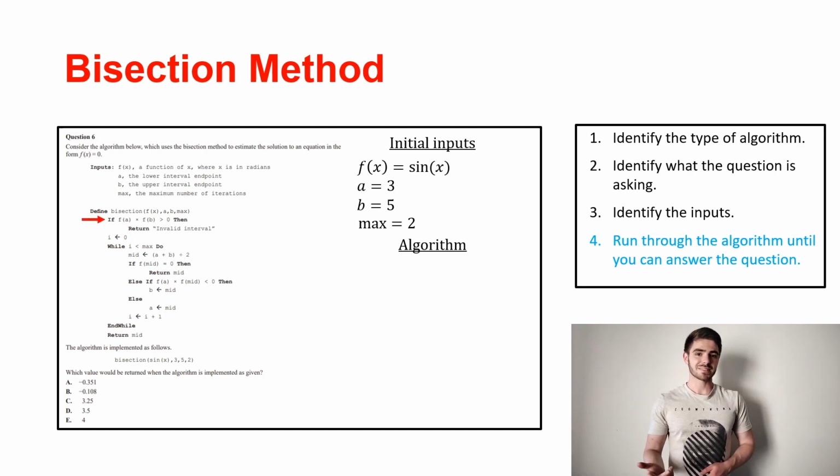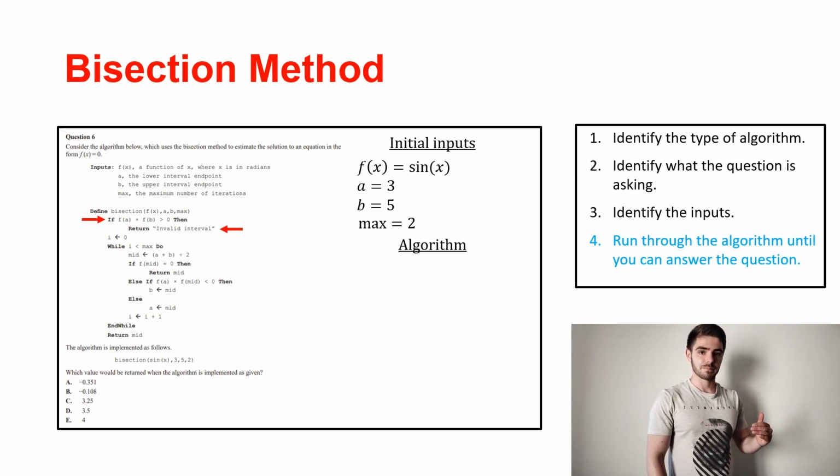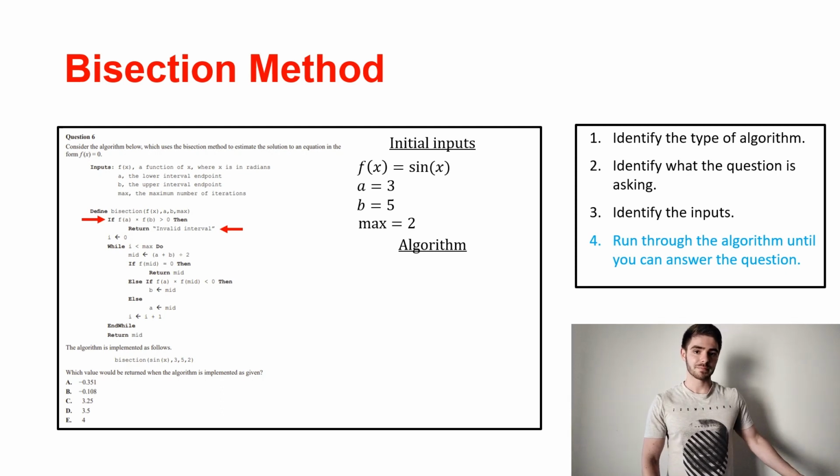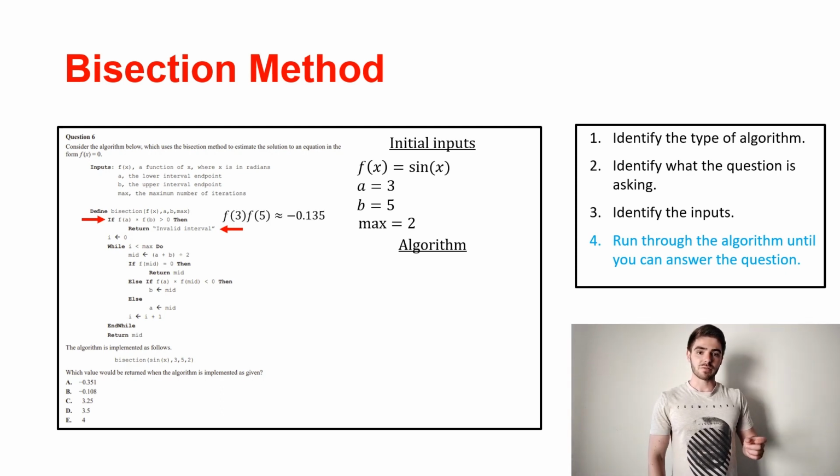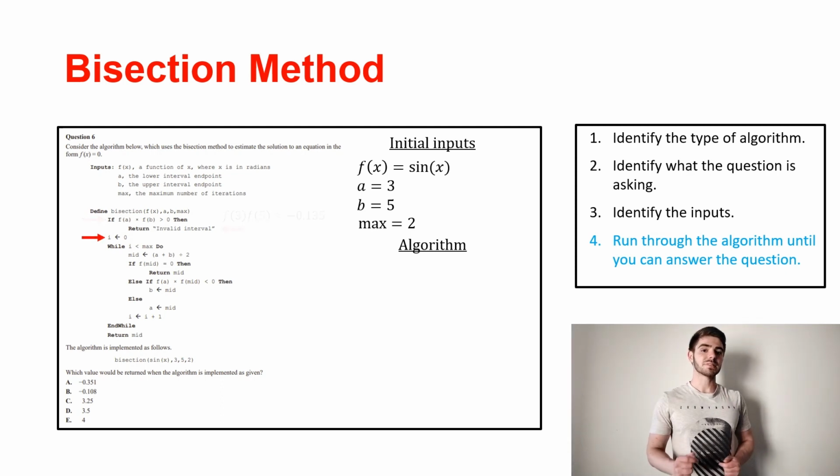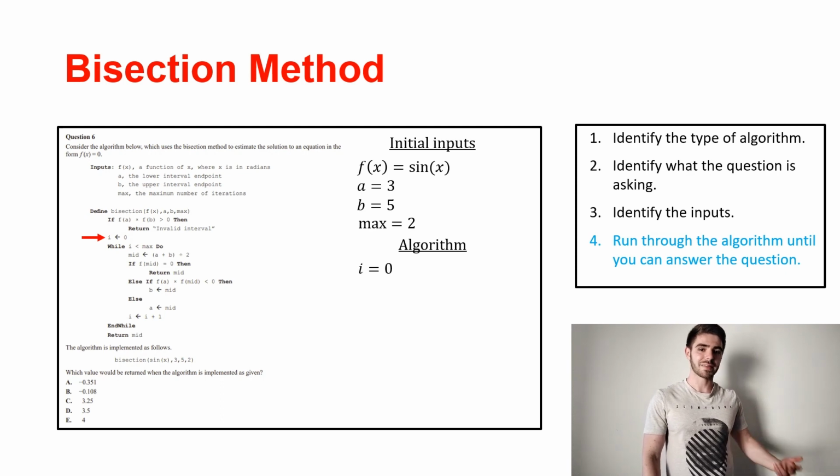So the first line is an if statement. If f of a times f of b is greater than 0, then we're going to run the indented part of the code. Otherwise, we'll skip over that part. In this case, f of a times f of b is less than 0, so we're going to skip that statement. The next statement tells us that the variable i is going to get the value 0. So let's keep track of that.